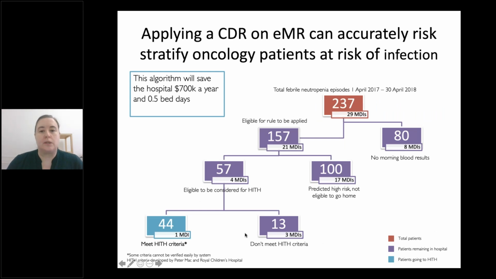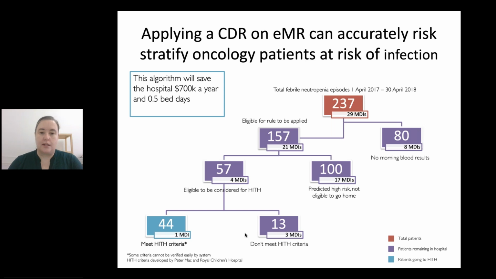So what we did was apply this CDR on the eMR, and we went with the PICNIC rule because that was the most accurate for us. We looked at 237 patients over a yearly period, and the outcome variable was if they had a microbiologically defined infection, which would be an infection in their blood. And we had 29 in the data set that had that.